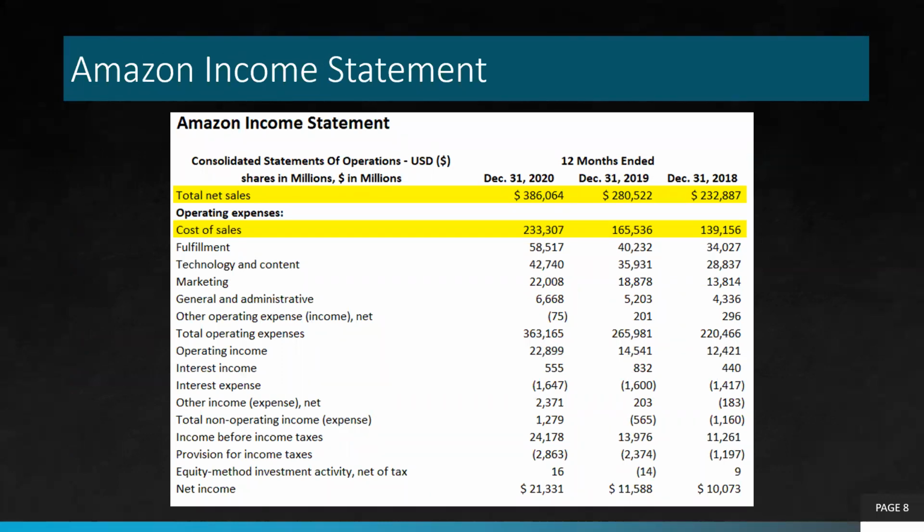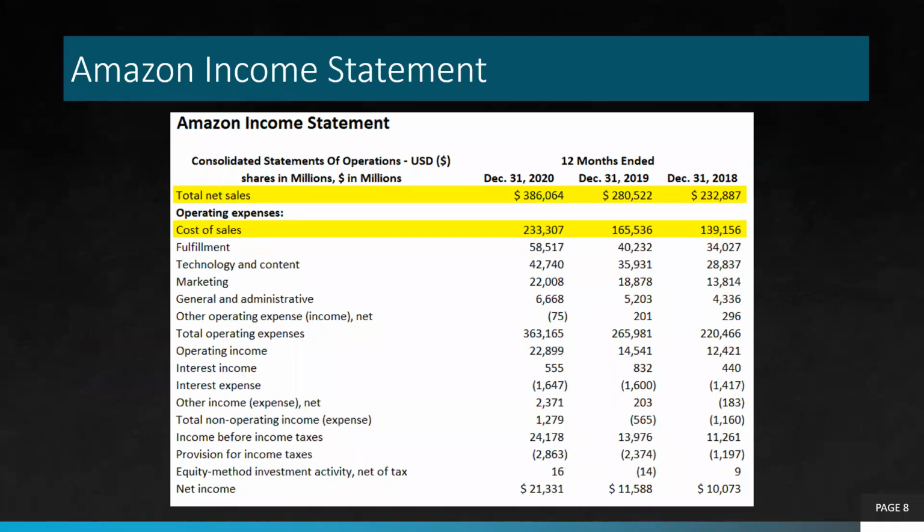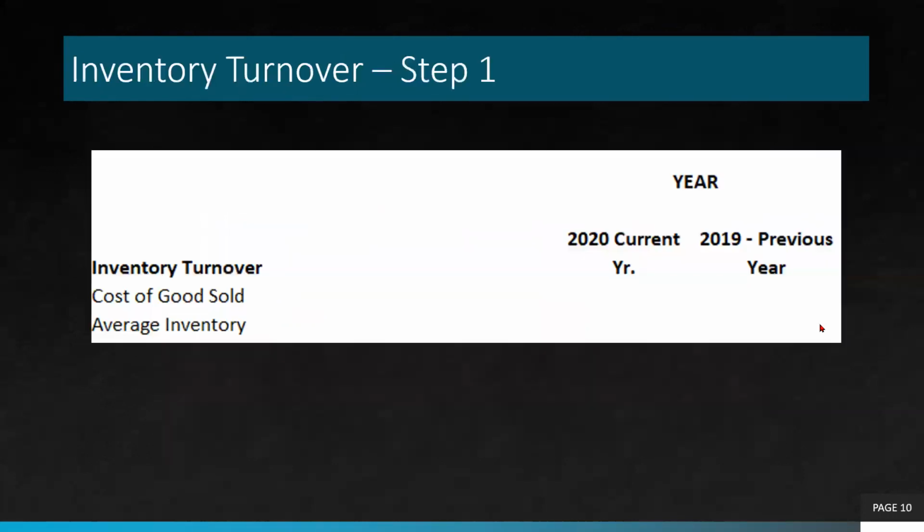So the first thing we're going to do is look at the efficiency ratios. So here I have total net sales and cost of sales highlighted in yellow. And then for Amazon, I have inventories, accounts receivable, and accounts payable. And this gives you a glimpse as to where you can find this on the financial statements of a company.